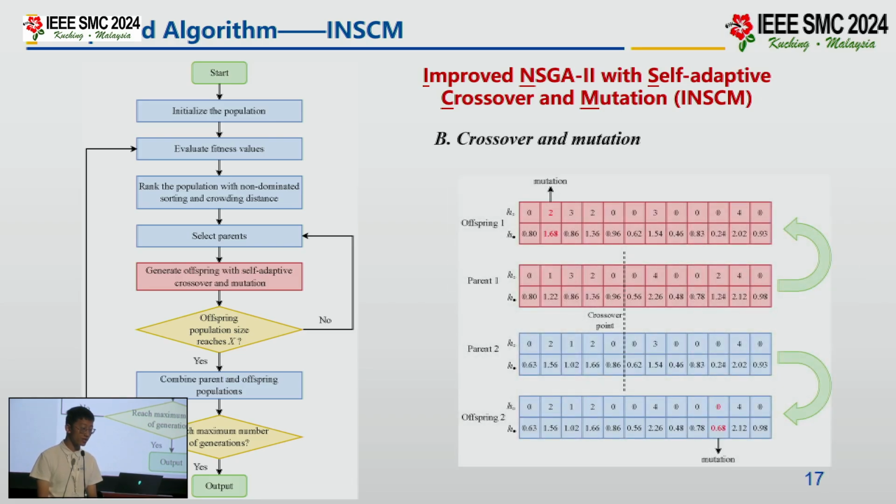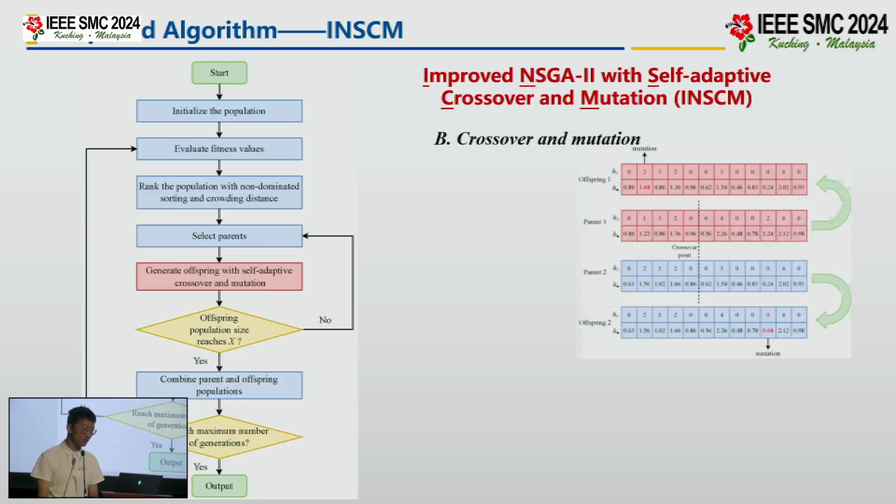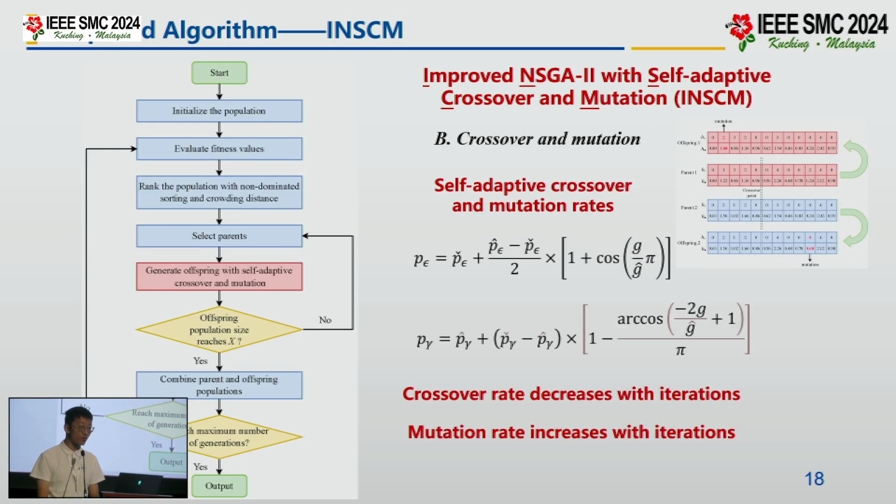The second part is crossover and mutation. We adopt simulated binary crossover and random mutation. Most importantly, we devised self-adaptive crossover and mutation rates. The crossover rate decreases with iterations, and the mutation rate increases with iterations, which we believe is very helpful for the global exploration in the early stage and local exploitation in the later stage of the optimization.